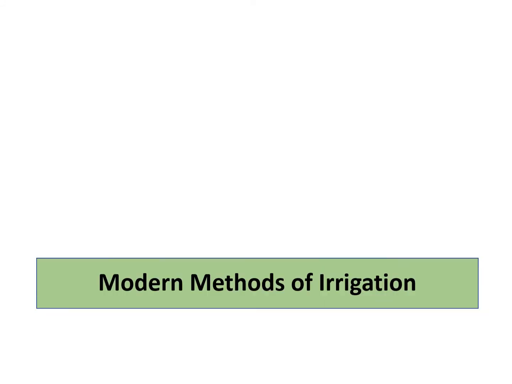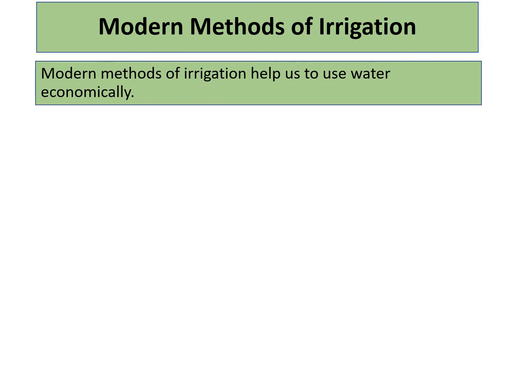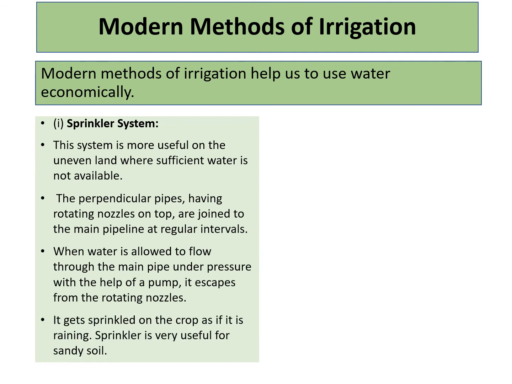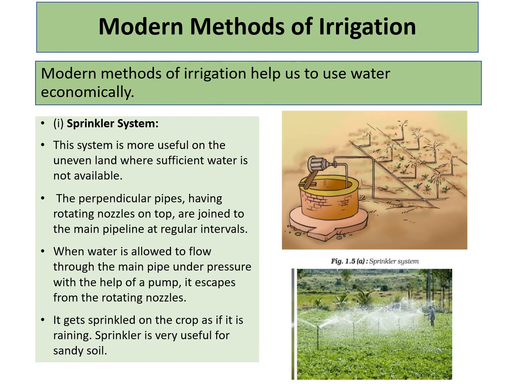Now we will understand the modern methods of irrigation. These methods help us to save water, unlike the traditional methods where water wastage was very high. One of the modern methods is the sprinkler method. This system is very useful on uneven land where sufficient water is not available.